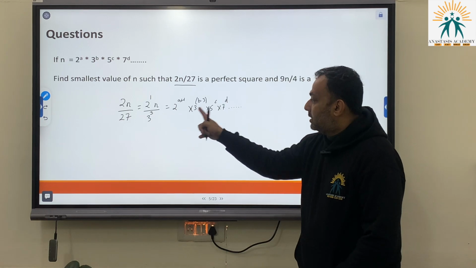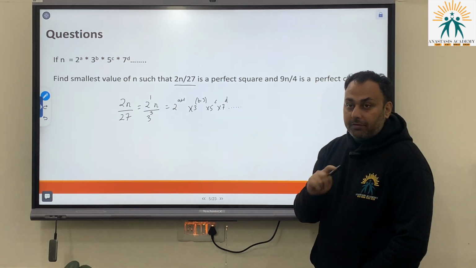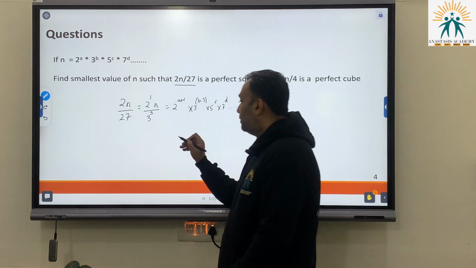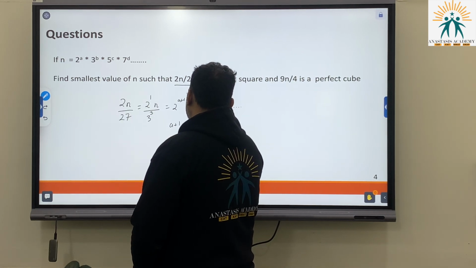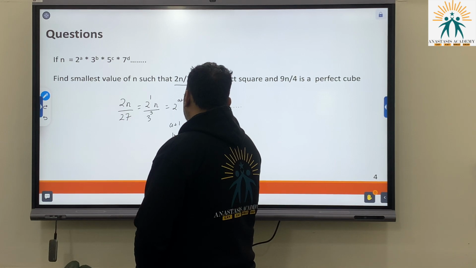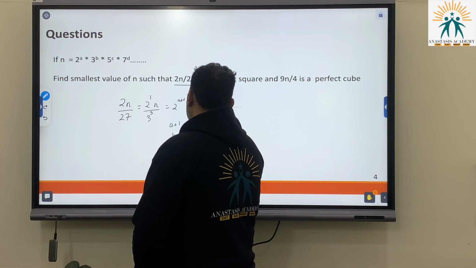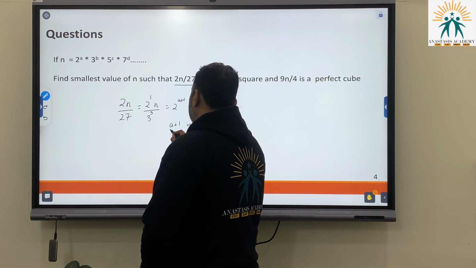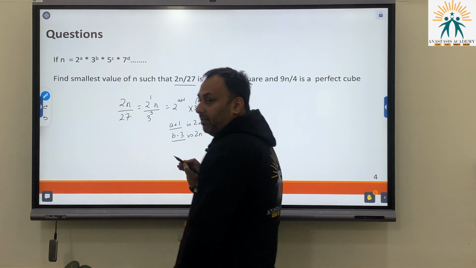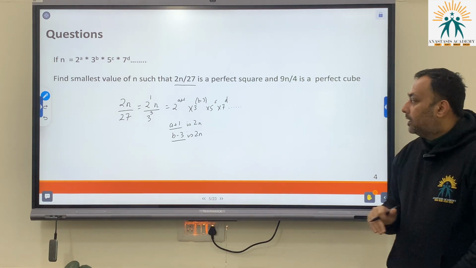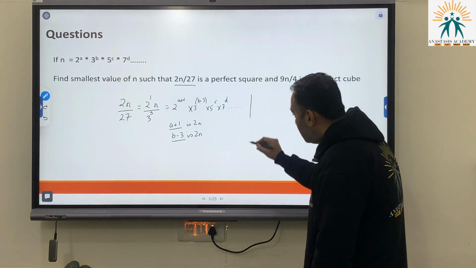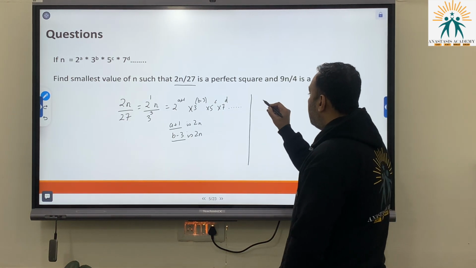2n by 27 is this number, and this is supposed to be a perfect square, which will mean a plus 1 is even, or b minus 3 is also even. This is also even and this is also even. A plus 1 is even and b minus 3 is even. Same sort of processing for the subsequent one.